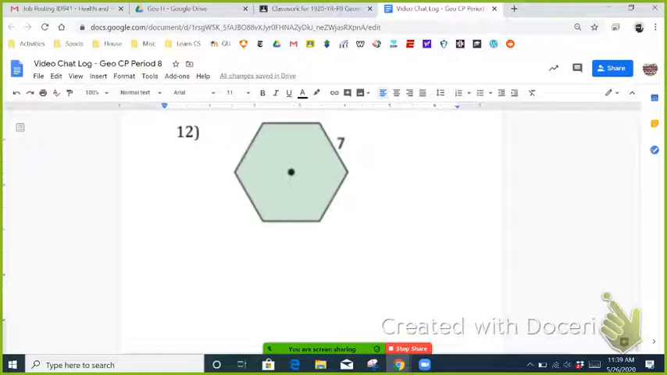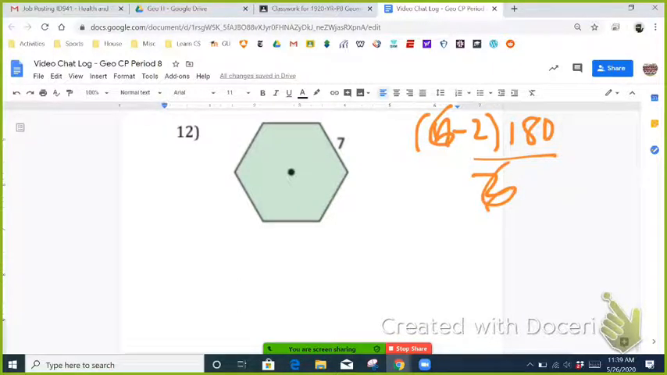If you did the n minus 2 times 180 thing, divided by n, to find the measure of each interior angle, so 6 minus 2 times 180, divided by 6, then you'd get that each of these angles is 120 because it's a regular hexagon. Okay, which means if you split these up into triangles, all of these radiuses would be equal, right?